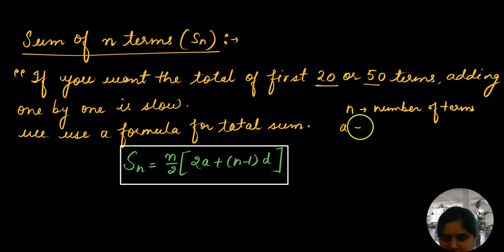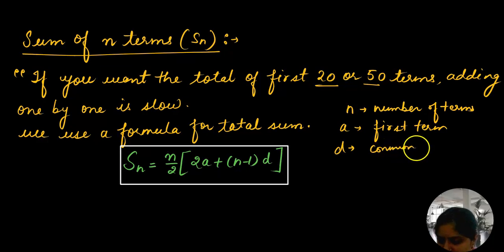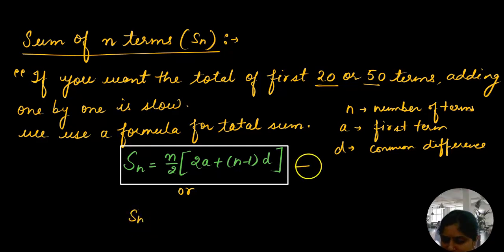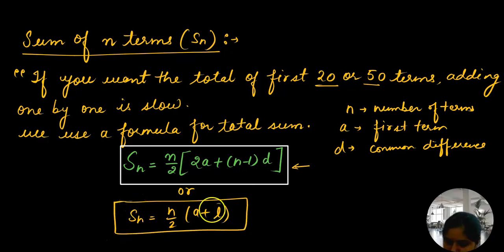And what is A? A is the first term. What is D? D is the common difference. And what is L? If you don't want to learn this formula, you can write Sn is equal to n by 2 times A plus L. In place of the first formula, you can also use this formula. So what is L? L is your last term. If the last term is given, you can easily apply this formula.